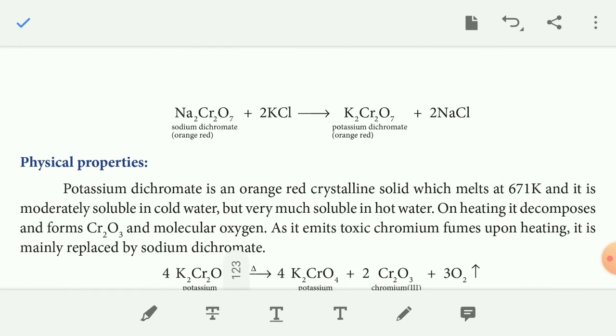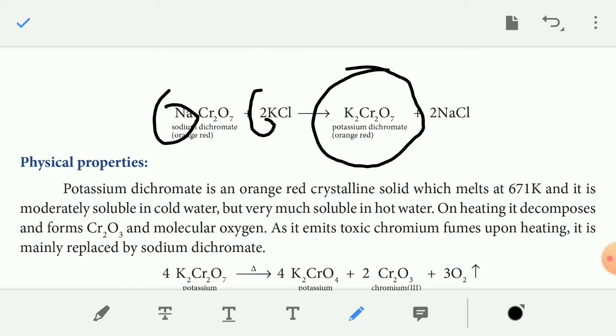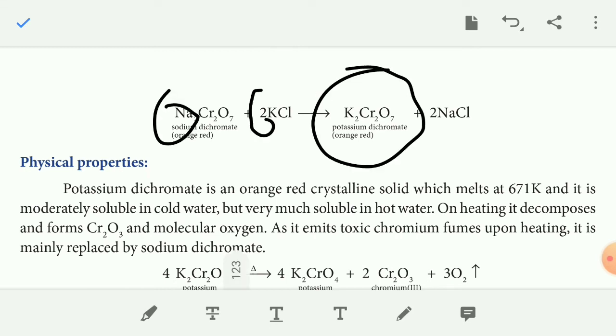Na2Cr2O7 reacts with 2KCl to give K2Cr2O7, and the 2Na with 2Cl goes out as 2NaCl. So we get K2Cr2O7, potassium dichromate. To summarize: first we take the chromite ore and treat it with sodium carbonate plus oxygen to get sodium chromate. Then sodium chromate is treated with concentrated sulfuric acid to get sodium dichromate. That sodium dichromate treated with potassium chloride gives potassium dichromate. This is the preparation of potassium dichromate.